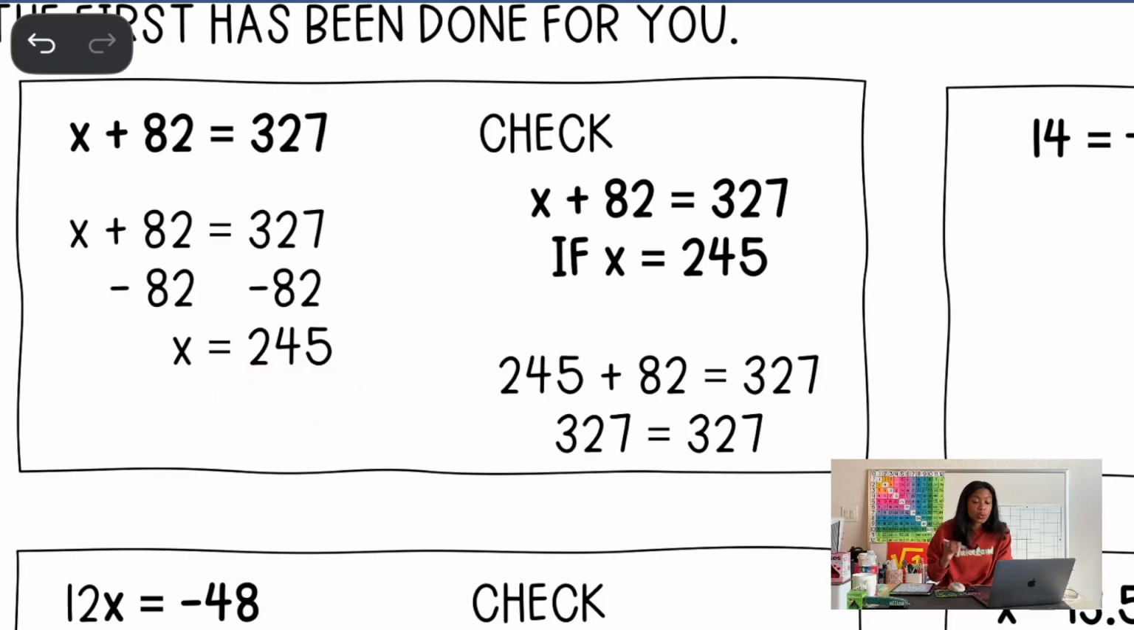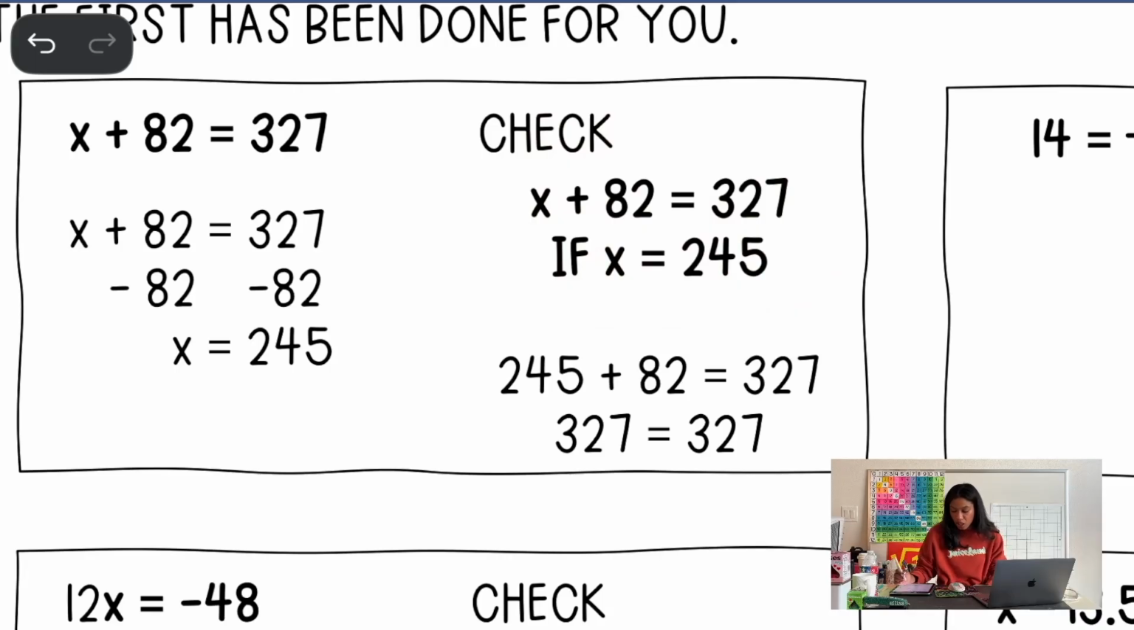Remember that you always want to check your answer, and you check it by going back to the original equation. This time, that's not going to make such a big difference for us, but once we get to more complex situations, it's really important that you substitute into the original equation. So I put this here. We want to check x plus 82 equals 327 if x is equal to 245. I like to write this out just so I know what it is that I'm doing.